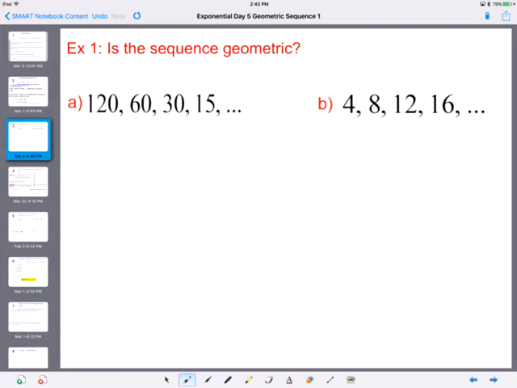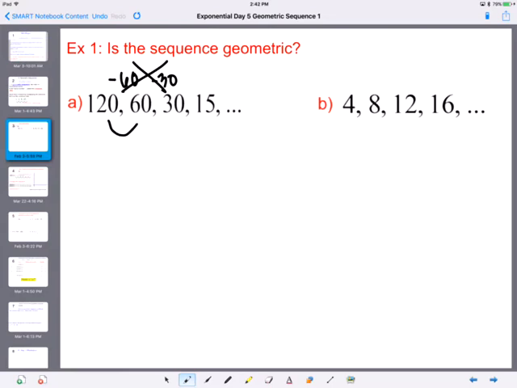So is the sequence geometric? Remember, in order for it to be geometric, we have to be multiplying by a common ratio. So how do we go from 120 to 60? Well, some of you would say minus 60, but then how do we go from 60 to 30? We subtract 30. Because it's subtracting, and they're not the same, we want to see, can we multiply by something to get to the next term?